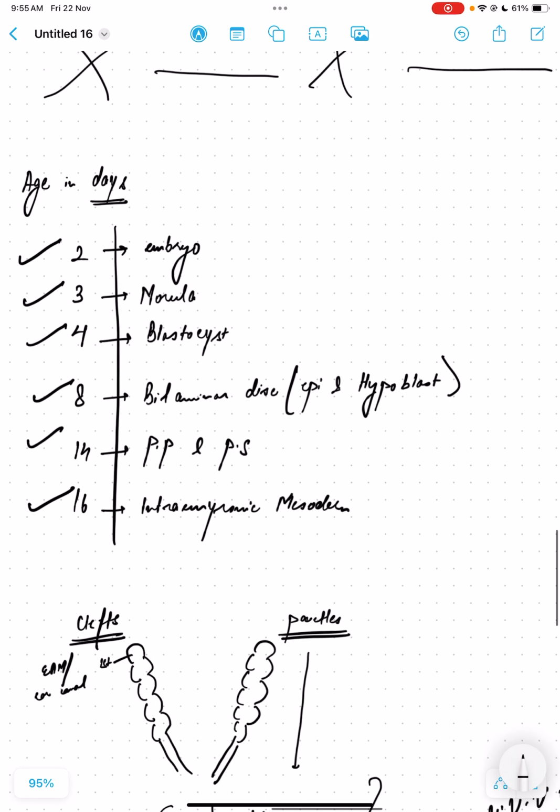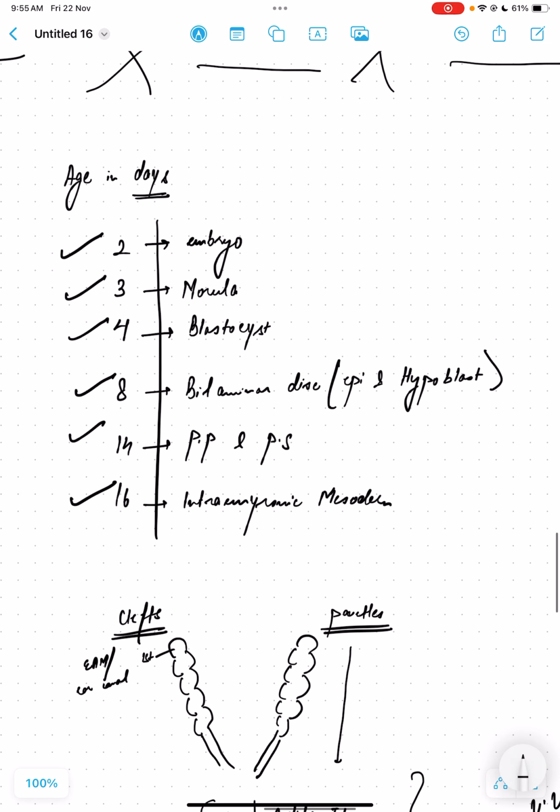and the first thing that I have mentioned was what are the structures formed at different ages and days. You have to remember 2, 3, 4, 8, 14 and 16. First we get the embryo. After the embryo we get a 16-cell stage that is called the morula. After the morula we have the blastocyst. After the blastocyst we have a bilaminar disc that consists of epiblast and hypoblast, and then we have the primitive streak and the prochordal plate. At the last we have intraembryonic mesoderm.